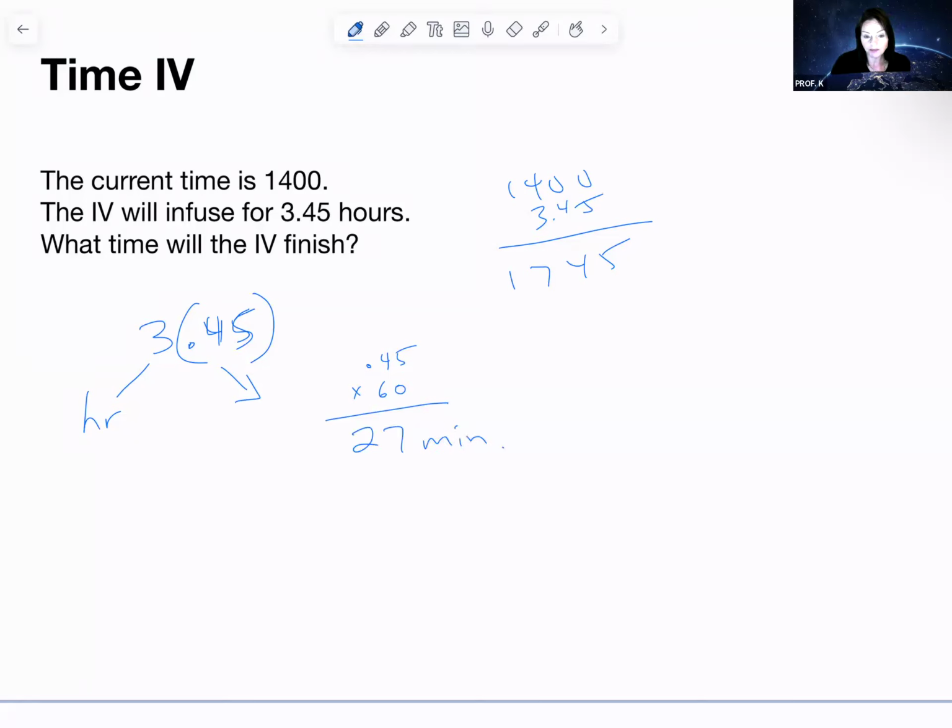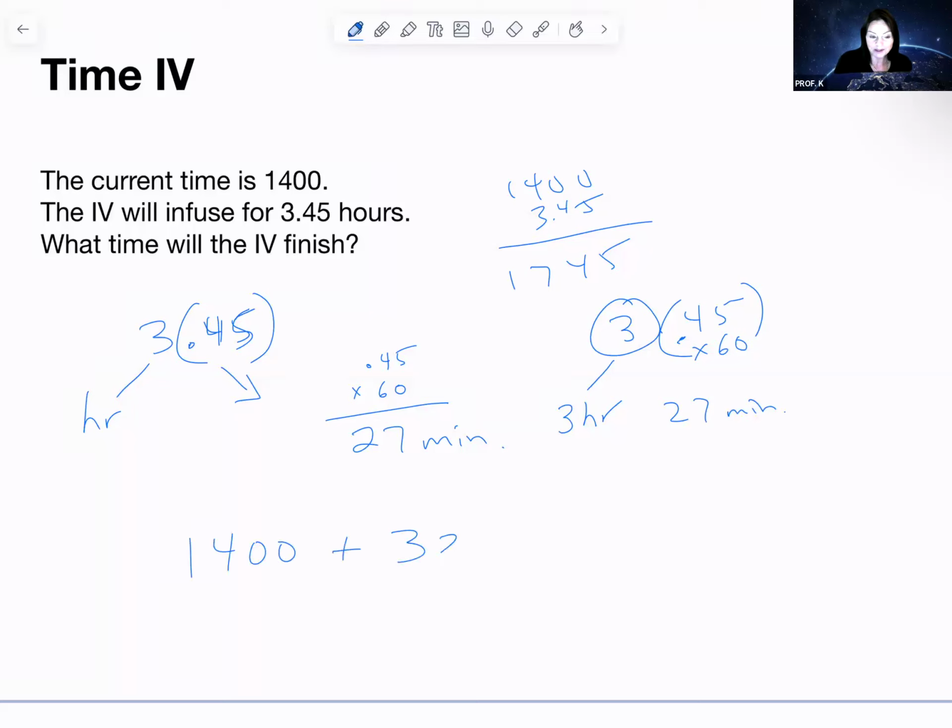So whenever you see something that says 3.45 or 2.45, the 3 represents hours, 3 hours. The 0.45, or point whatever, has to be multiplied by 60. And in this case, it's 27 minutes. So when I ask you again, what's 1400 plus 3 hours and 27 minutes, the actual answer is 17, even I'm having a brain freeze. I'm getting tired. Sorry. 1727.